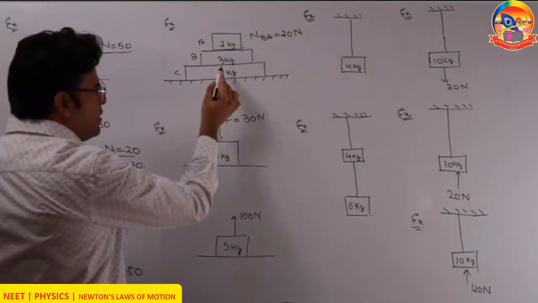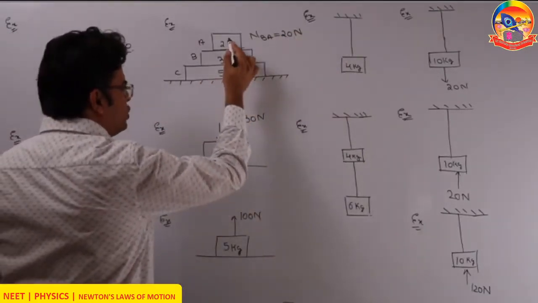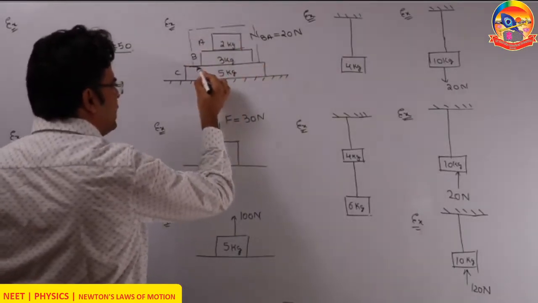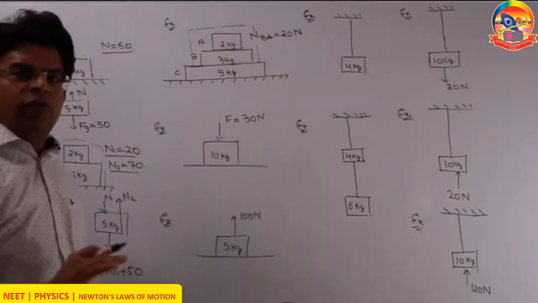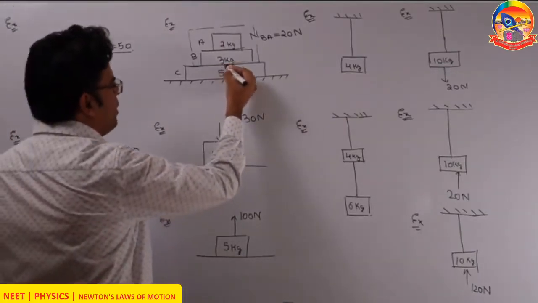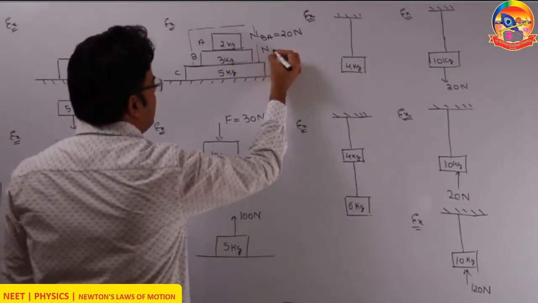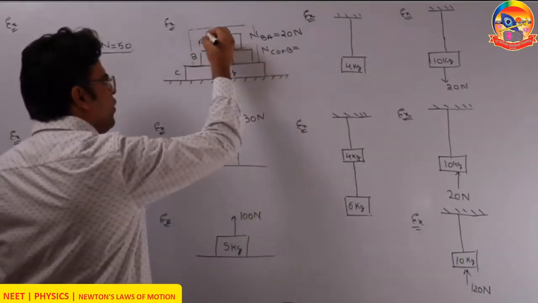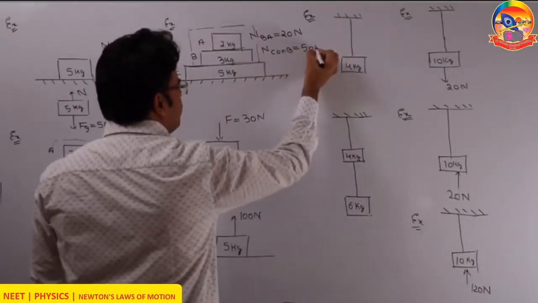Similarly, what will be the normal applied by 5 kg on this 2 kg 3 kg system? The 2 kg 3 kg system placed above the 5 kg has an overall mass of 5 kg. 2 plus 3 is 5. So the force of normal by C on B equals the weight of this 5 kg, that is 50 Newton.